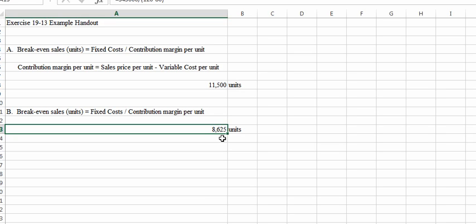You guys, there's no revision or anything to want for this exercise. Exercise 19-13 in your textbook is very similar to this one. If you have any questions, please be in touch.